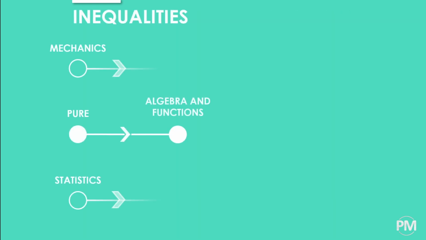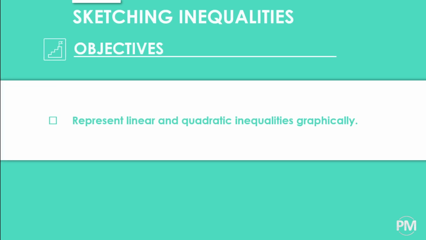So, sketching inequalities is in the pure section under algebra and functions. In today's lesson, we only have one objective, and that is to represent linear and quadratic inequalities graphically.